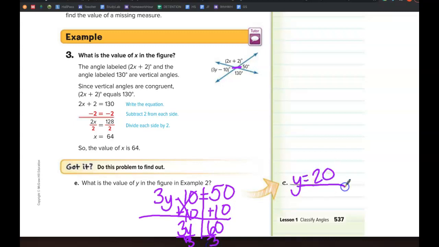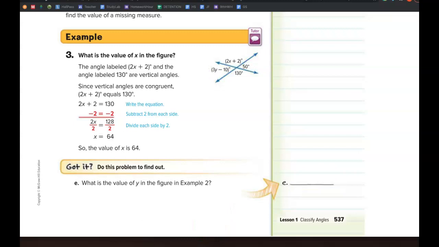Now, is y equals 20 the value of that, or the measure of that degree? No, that is just what y equals. If we wanted to know what this angle equals, we know this angle is equal to this angle, so it is also 50 degrees. We just wanted to figure out the value of y. So do I need to put a degree label on that? No. Question? Okay, go to the next page.